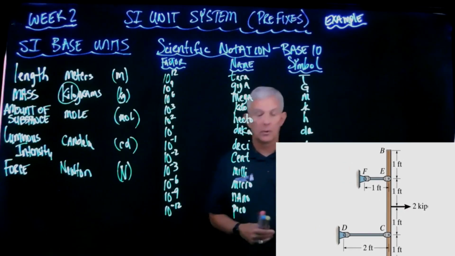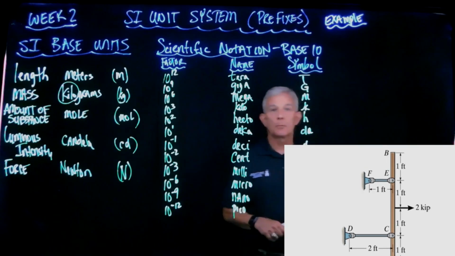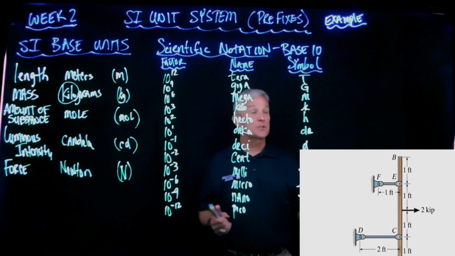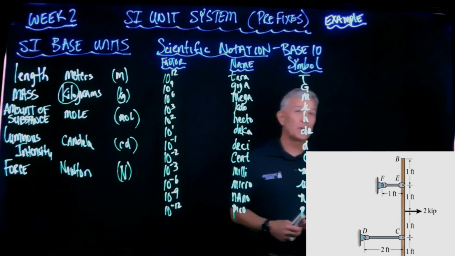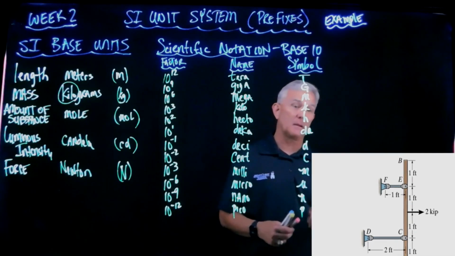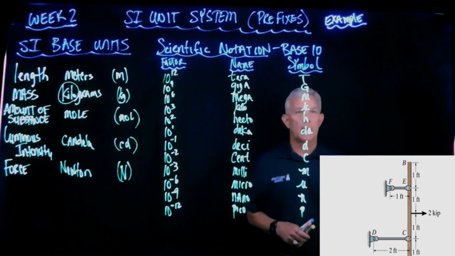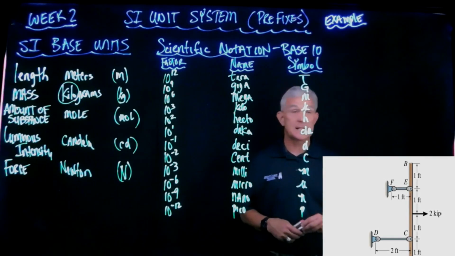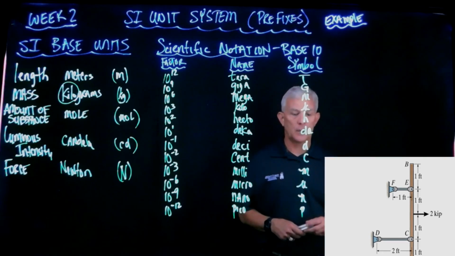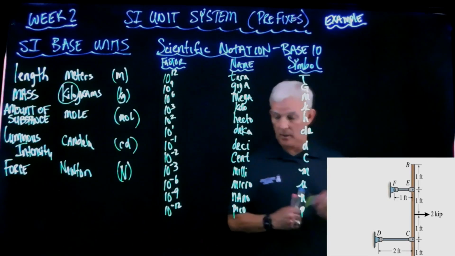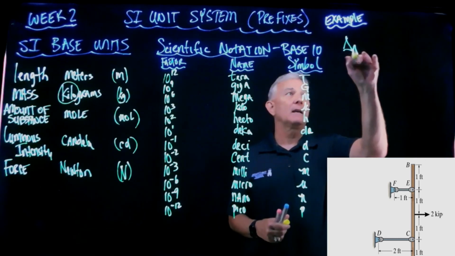Now the first thing we'll do is go through and do equilibrium. We'll also do a deformation equation to give us a second equation, 2 equations, 2 unknowns to solve for the forces at point C and E. And then from there, we'll be able to go back and calculate the deflection at point D and the rotation at point A.